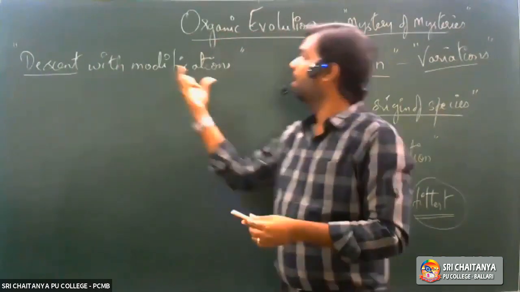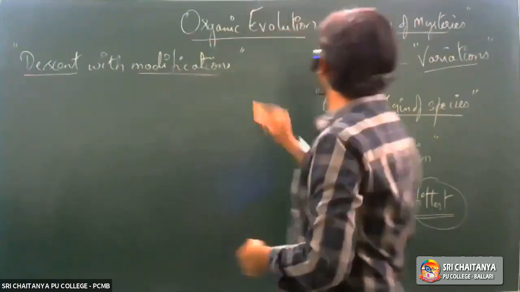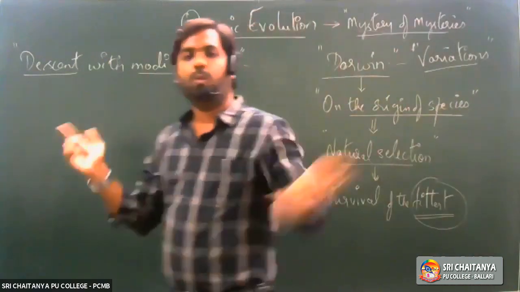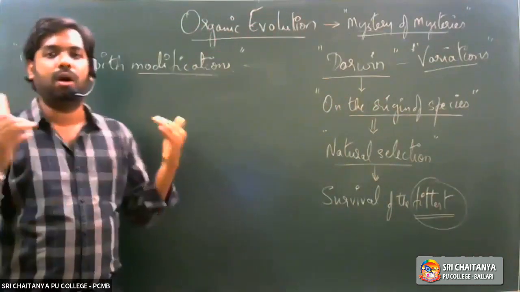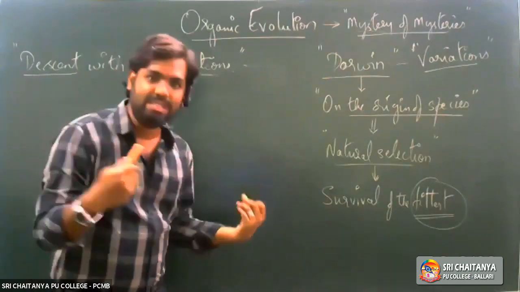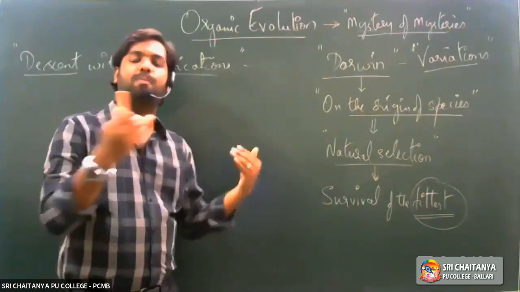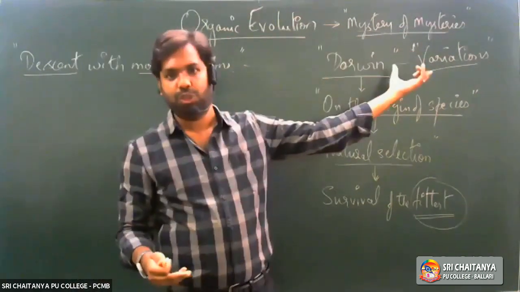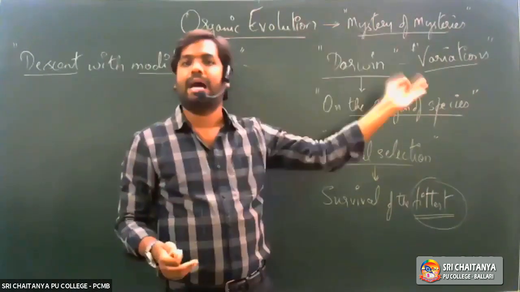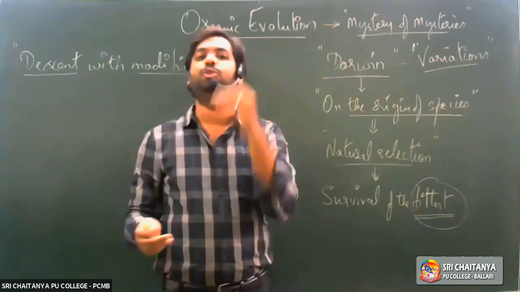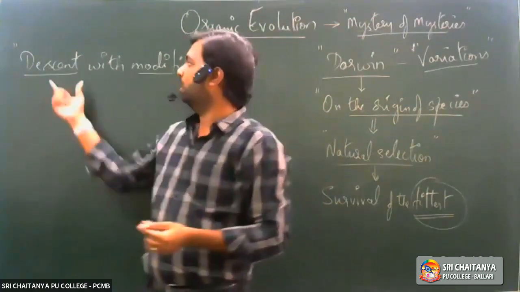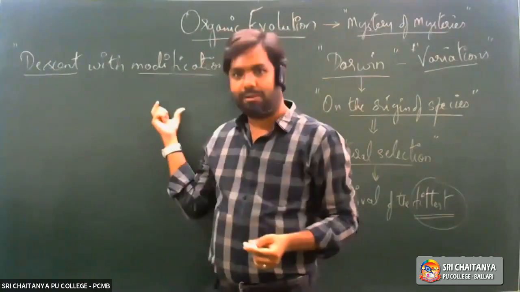Modifications are what he called the variations. So what Darwin said is, when an organism is considered to be the fittest, that organism has better features compared to the other ones. He called them variations. These variations are passed on from generation to generation, leading to the formation of a new species. That is what he called descent with modification.